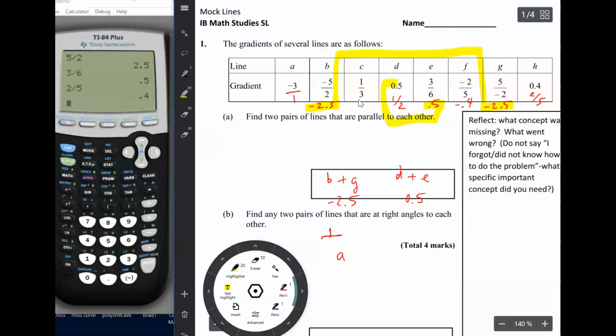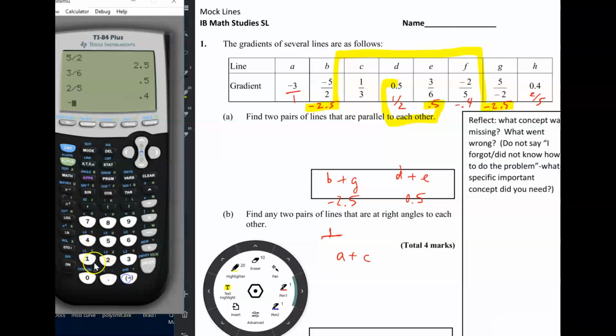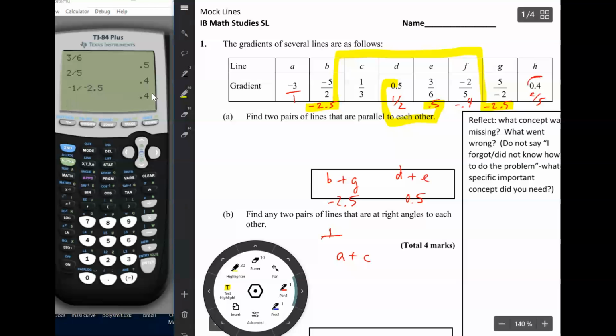So A and C are a perpendicular pair. What about negative 2.5? What would be the negative reciprocal of negative 2.5? The way we can find it is we do negative 1 divided by negative 2.5. That gives us 0.4. There's another line here that has a slope of 0.4. It's H. So I could also say B and H.